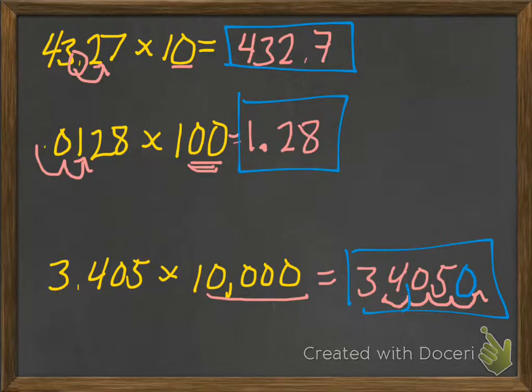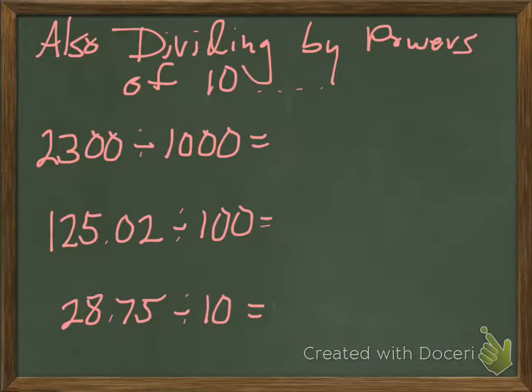Now, if I divide by those same powers of 10, 10, 100, 1,000, 10,000, what's going to happen then is I'm going to move the decimal just like I just did, but instead of moving the decimal to the right, I'm going to look at what power of 10 I'm dealing with, and I'm going to move the decimal to the left. So on this first one, we're dividing by 1,000. Now 1,000 has 3 zeros. So I'm going to take 2,300, and I'm going to take those 3 zeros, I'm going to move the decimal, which is technically right there, 1, 2, 3 places to the left, and I'm going to get 2.3, and I can actually stop right there and not put those extra zeros in.